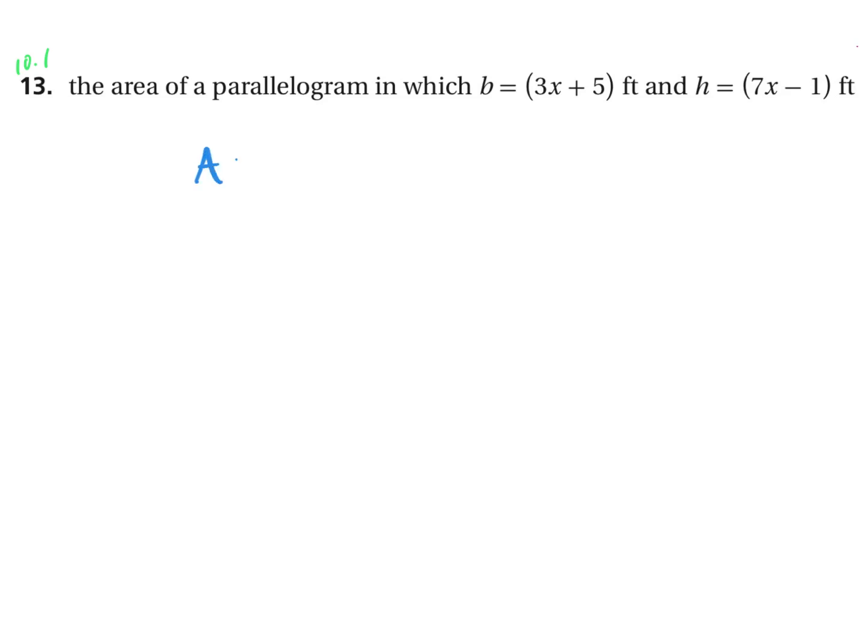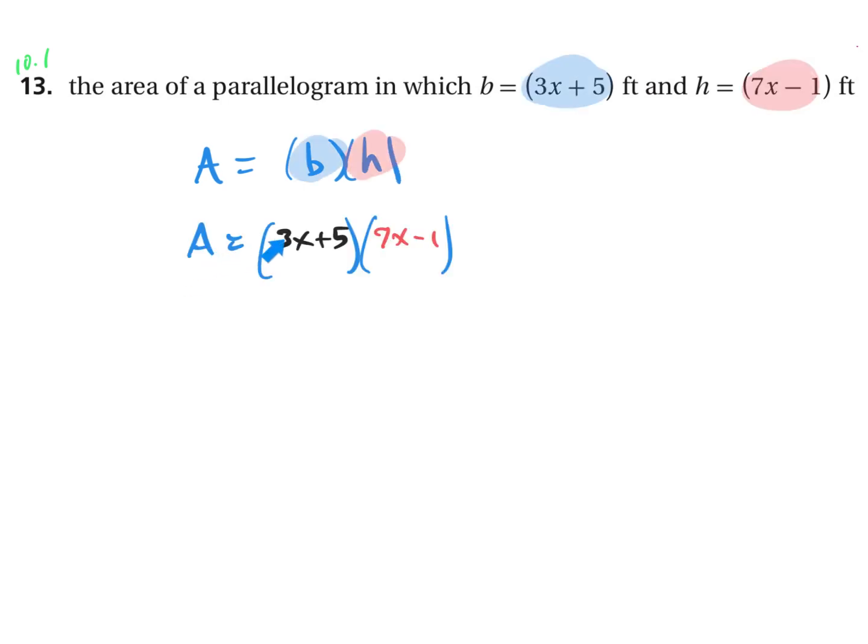So the formula for the area of a parallelogram is base times height. Therefore, the area is (3x + 5)(7x - 1). If we multiply this out, we'll get our answer as a polynomial in standard form. But this actually counts as the correct answer.